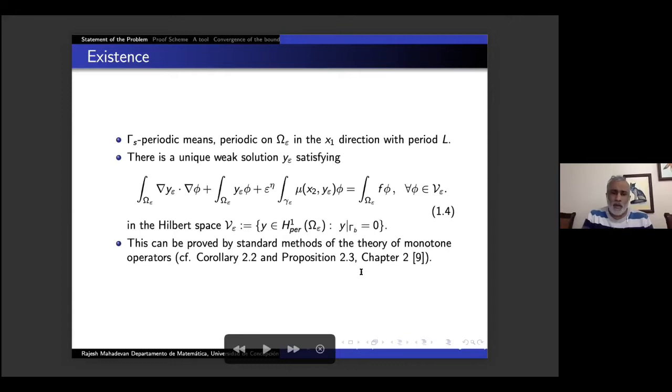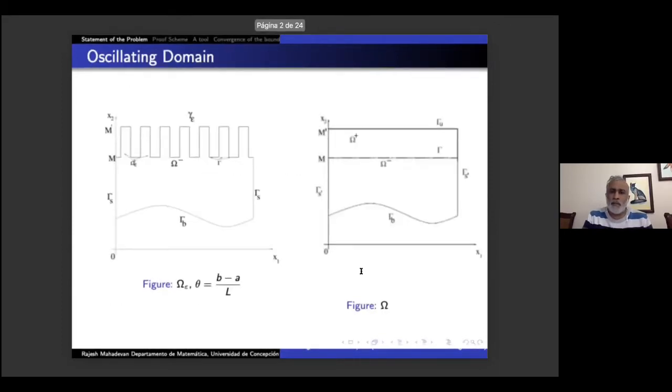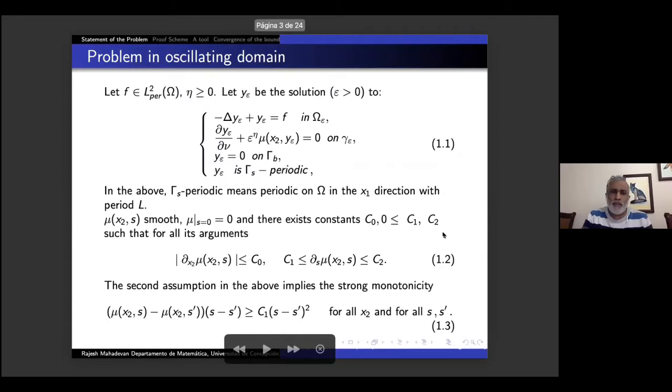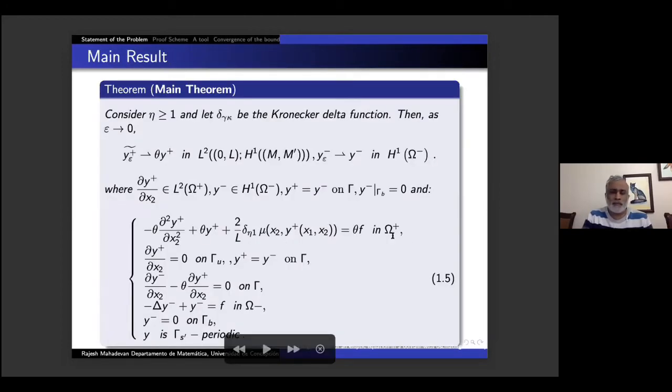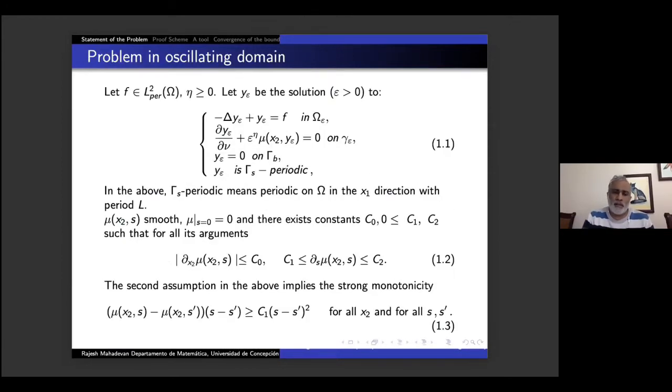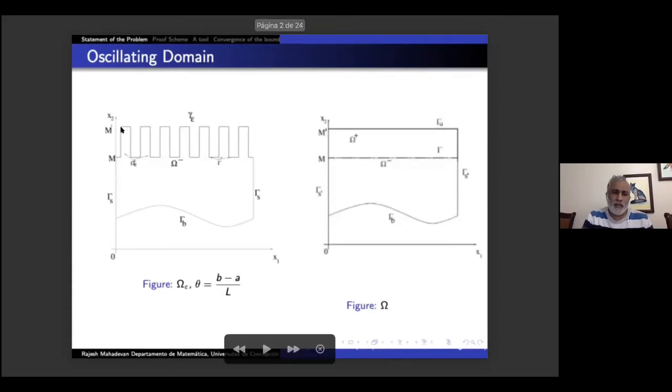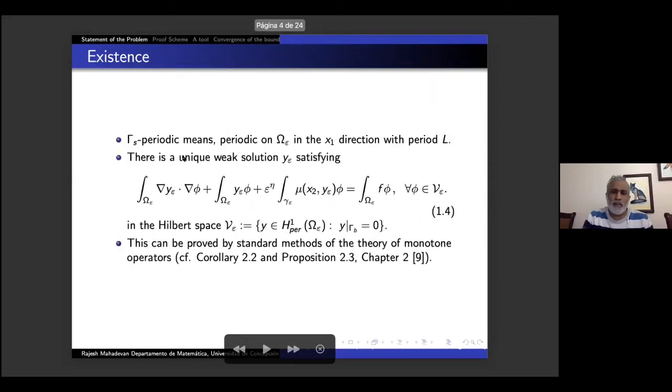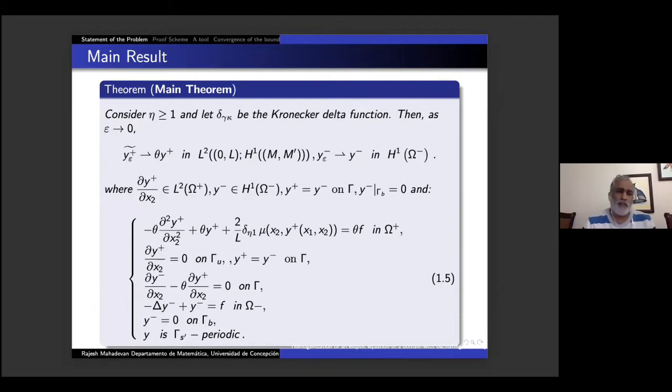So what are we interested in? We are not really interested in the existence of solution, but rather in what happens as epsilon goes to 0, the asymptotic behavior of these solutions, and we expect to obtain a limit problem in this limiting domain omega. And what is the main result? The main result is that in such a case, the oscillating nature of the boundary will eliminate some of the derivatives, as was seen in the lectures of Francois Murat.